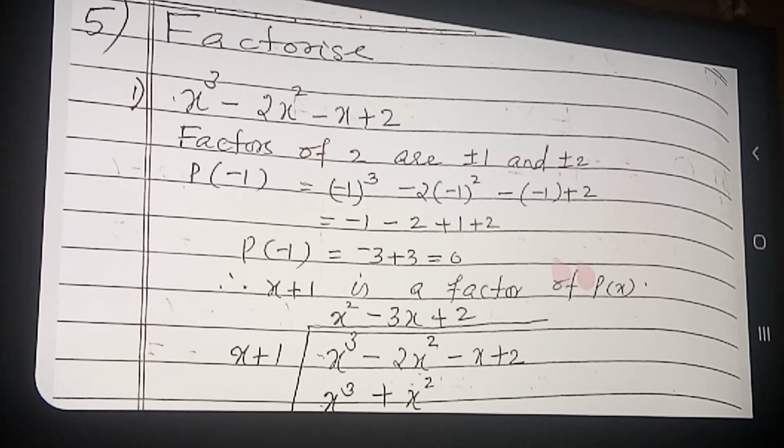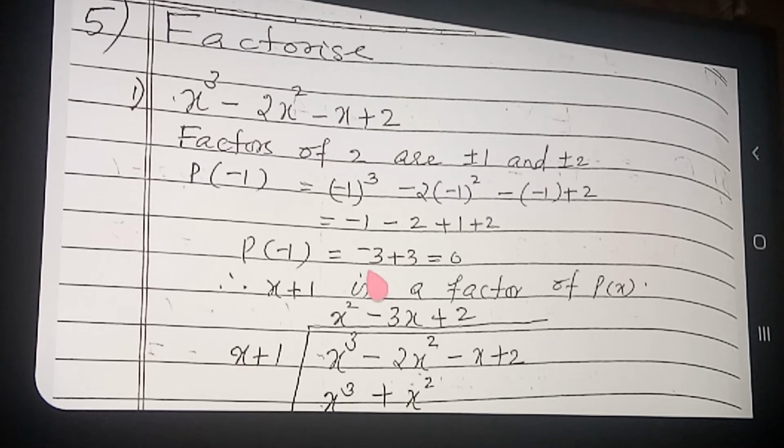You have to verify on another rough paper. Then whichever is 0, you write here. Any one that is 0, write. That we will remove. Okay, so p of minus 1 we got as 0. See here, p of minus 1 I am going to find out. Minus 1 the whole cube, minus 2 into minus 1 the whole square, minus minus 1, plus 2.